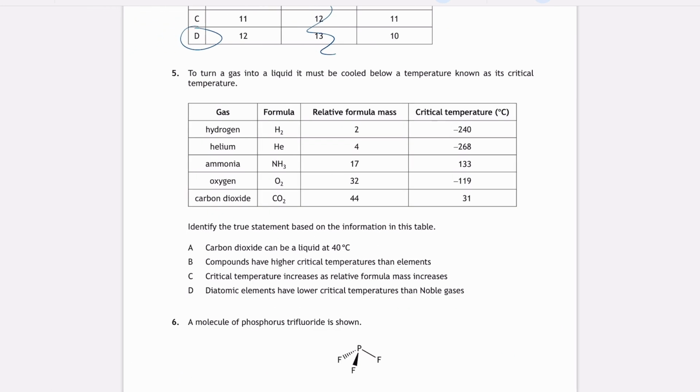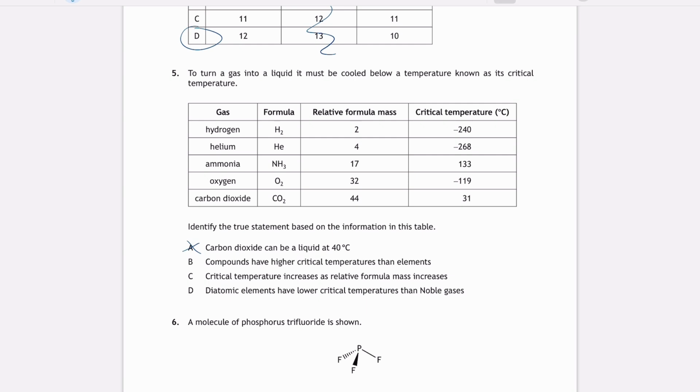Question 5 is one of these ones where you have to just read through the statements to find the one that is correct. So you're basically having to rule them in and out. If we go through them, carbon dioxide can be a liquid at 40 degrees. The critical temperature is where, for a gas to turn into liquid, it has to be cooled below its critical temperature. So carbon dioxide would have to be below 31 degrees to be a liquid, so it's not going to be a liquid at 40 degrees.